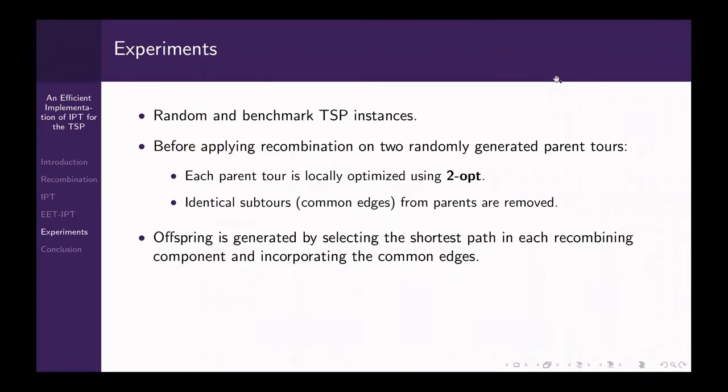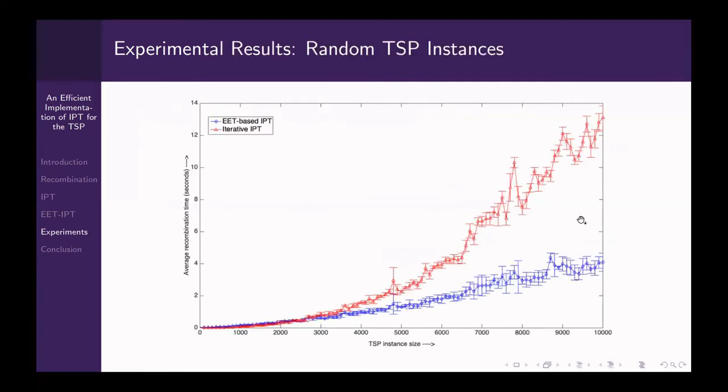To compare the performance of the original IPT implementation and the proposed EET-based IPT implementation, we have done some experiments on both random and benchmark TSP instances. Before recombination, in our experiments, we have improved each parent tour by two-opt optimization, and identical subtours, that is, the common edges from the parents, are removed. Now, these are the results for the random instances.